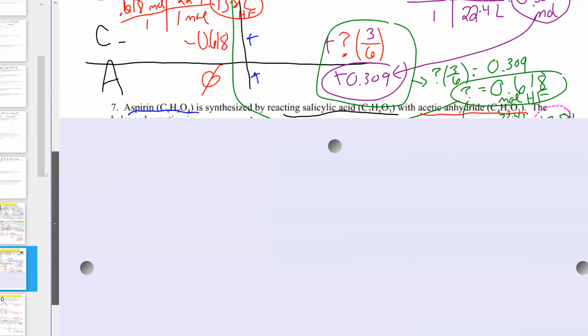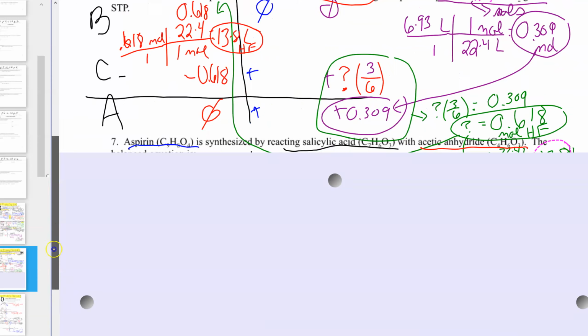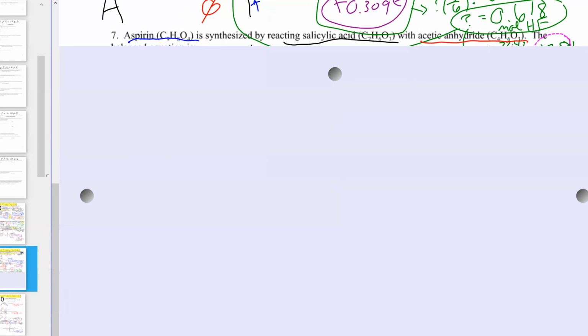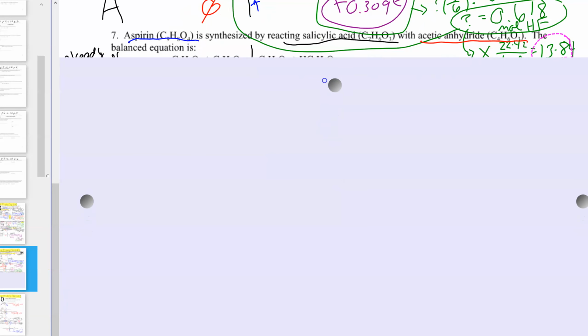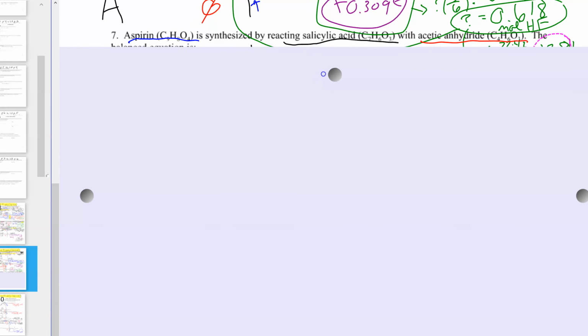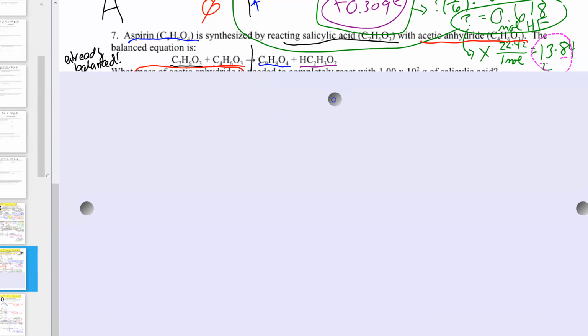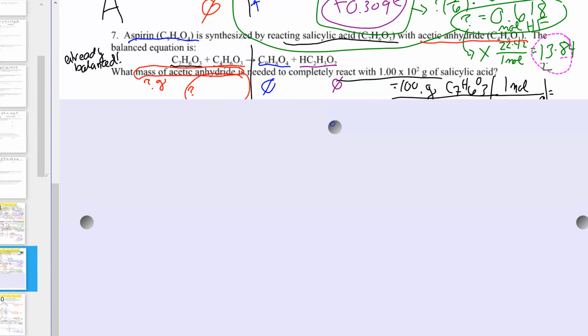Okay, now let's look at our last problem here. It says aspirin, C9H8O4, is synthesized by reacting salicylic acid, C7H6O3, with acetic anhydride, C4H6O3. These are a bunch of organic compounds. If you want to become a pharmacist or a doctor, this would be a good elective to take next year, organic chemistry. The balanced equation is this. Thank goodness they balanced it for us, and all those coefficients are 1, so that's nice.